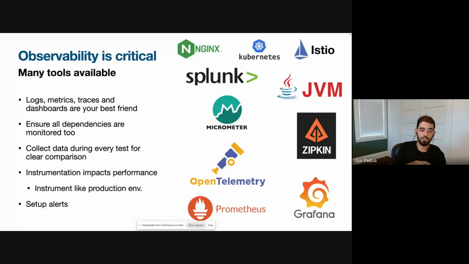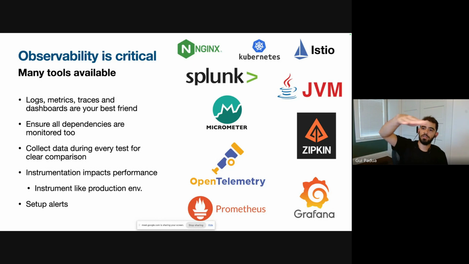You could go only by the client, but that would not really tell you where the issue is. Observability is essential for finding where the issue is, with all of those components playing a part in the system, right? So there are many tools available.